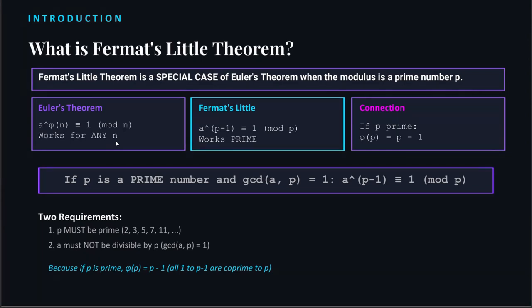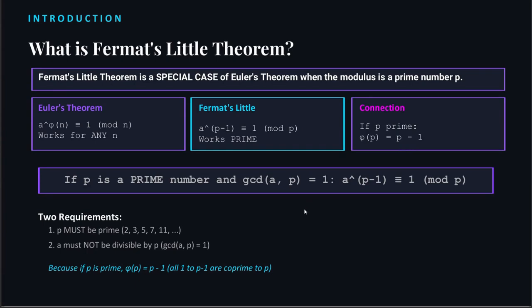Now suppose the modulus is not just any number but a prime number p. For a prime number, we already know that phi of p is equal to p minus 1, because every number from 1 up to p minus 1 is automatically coprime with p. Substituting this into Euler Theorem immediately gives a raised to p minus 1 congruent to 1 mod p. This is Fermat Little Theorem.